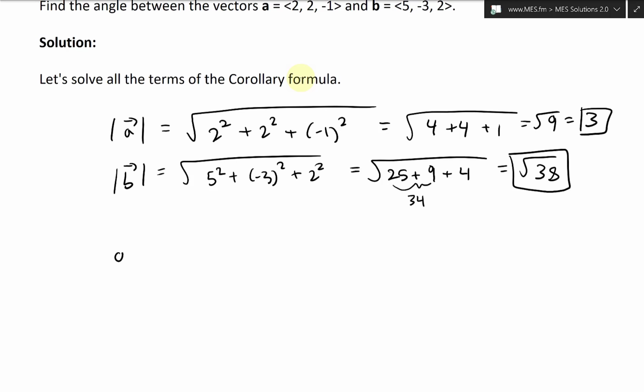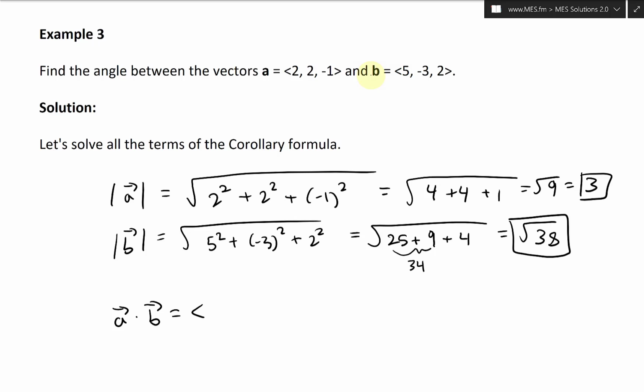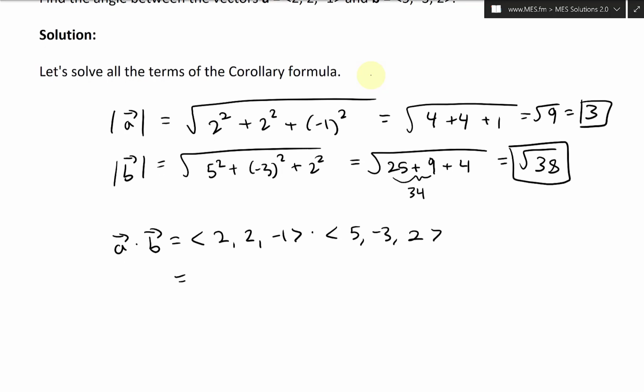B. So A dot B is equal to all the components. So 2 times 2, let's put this all for completeness. (2, 2, -1) dot (5, -3, 2), like that. Well, it's going to be multiply all the components, and it's going to be a real number, so we don't need to have the bracket. So 2 times 5 plus 2 times negative 3, and then plus negative 1 times 2.